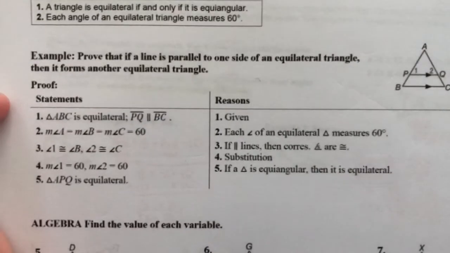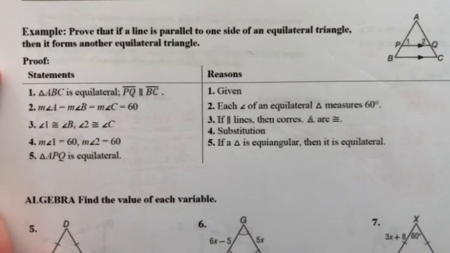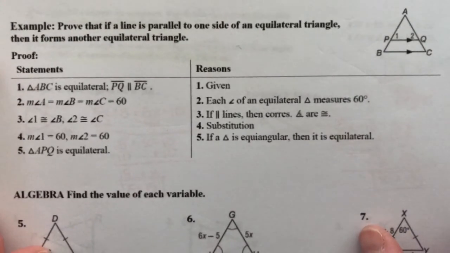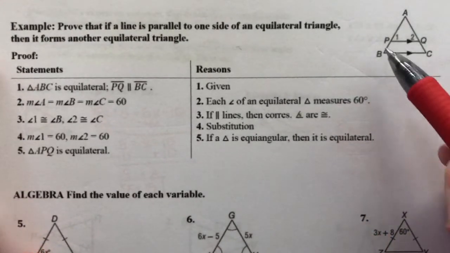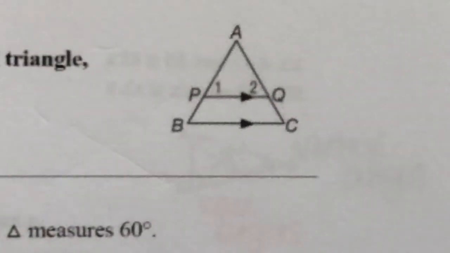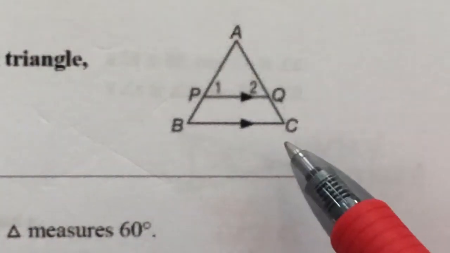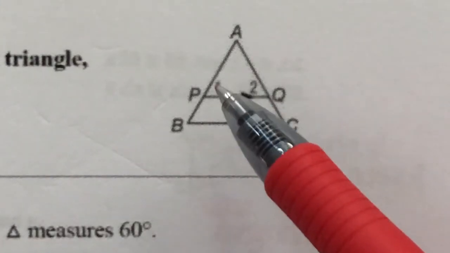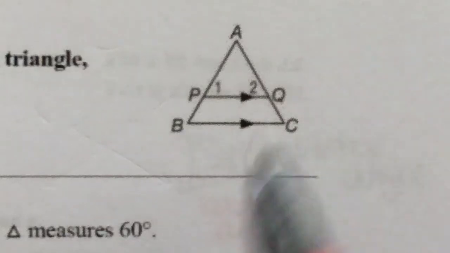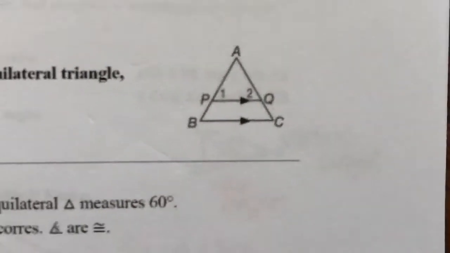All right? So we've got a little example proof here, and I left it written out instead of doing it myself. Here's the picture, if you can kind of see that. Okay, so we've got this triangle here. Here, I'll focus in on a second. We've got this triangle right here. It is an equilateral triangle. It tells us that in the given. Angles 1 and 2 here. PQ is parallel to BC. So that's what we know.